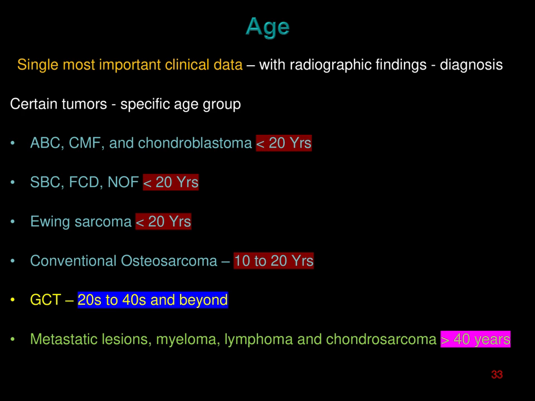Whereas giant cell tumor, one of the commonest aggressive benign bone tumors, is typically seen in skeletally mature individuals. Most of these are in their 20s, 30s, and 40s, and some even beyond. Whereas metastatic lesions, myeloma, lymphoma, and chondrosarcoma are typically seen in patients more than 40 years of age. Of course, you can see chondrosarcoma in younger patients also, but the majority are seen in those above 40. Chondrosarcoma typically you see in skeletally mature individuals.